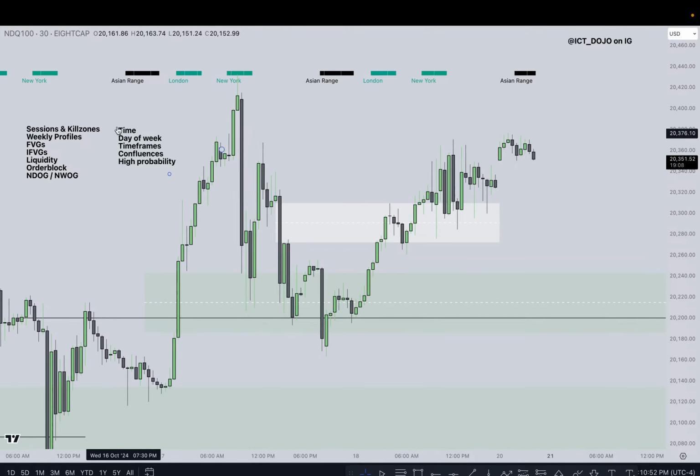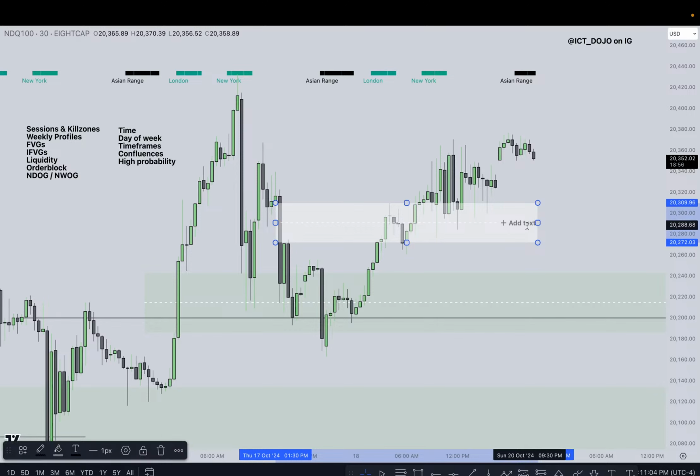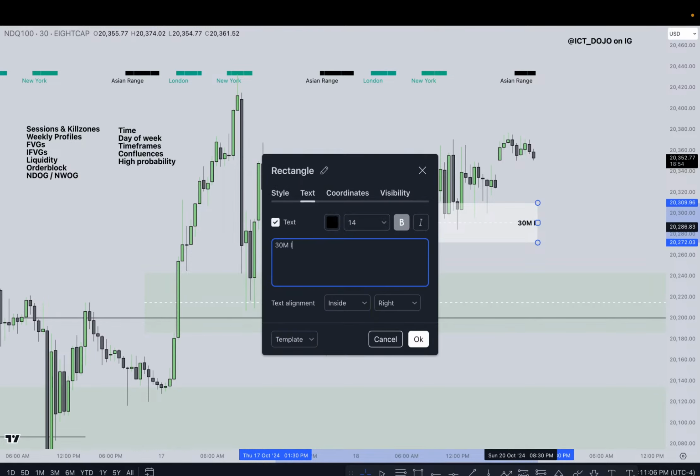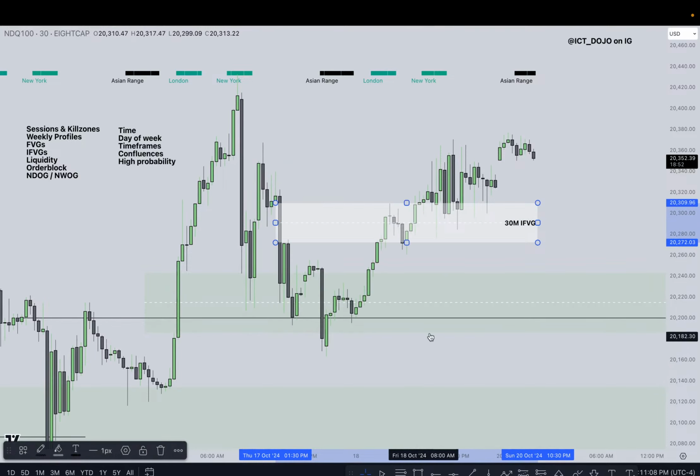So if you begin to see what I'm actually looking at right here, on the 30-minute time frame, we have this 30-minute bearish fair value gap. And at the start of New York session, we closed above it. So what does this bearish fair value gap become? It becomes an IFVG. And this is now a bullish confluence.